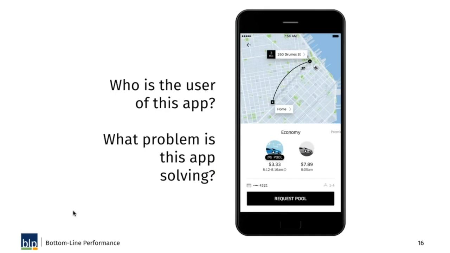Hopefully most of you recognize this app. If you travel at all, you would. It's an Uber app. And who is the user of an Uber app? Anybody tell me? That's people who are frequent travelers, like me. I travel once or twice a month. I use Uber all the time. What problem does that app solve?